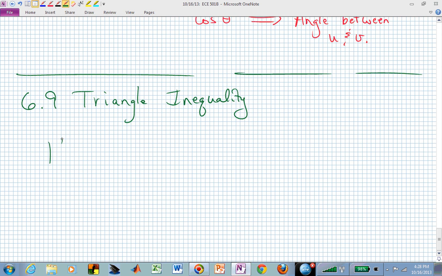This says if we're given two vectors, u and v, in a vector space capital V, then the norm of the sum of the two vectors is less than or equal to the norm of u plus the norm of v.